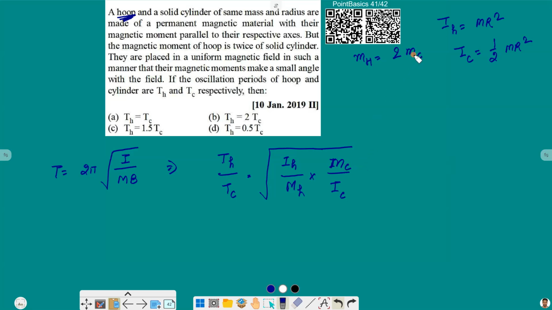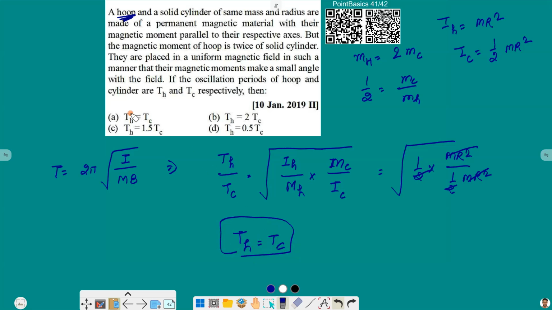And now we know MC by MH, from this, is equal to half. So this will be half. IH is MR square and IC is half MR square. So half MR square, MR cancel, 2 cancel. So we are getting 1, which means TH is equal to TC. Option A will be the right answer here.